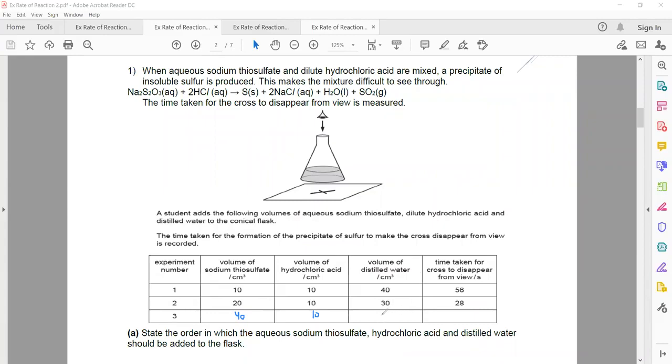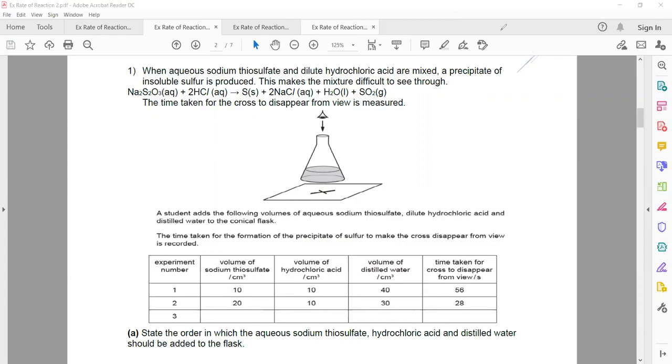So the water should be 10 cm cube so that the total volume for each experiment will be the same. The purpose of the water is to make the final volume the same, so that the one which has a higher proportion in the mixture will have more concentration or greater amount.